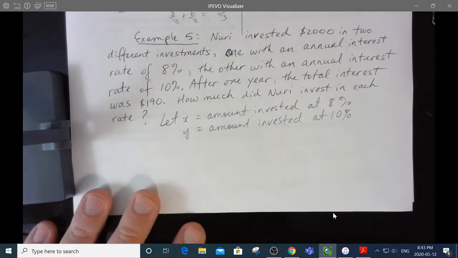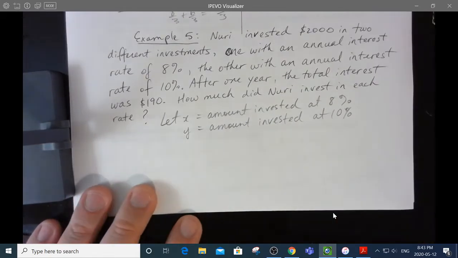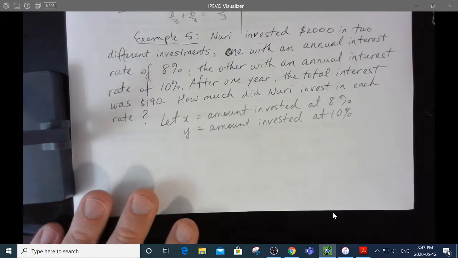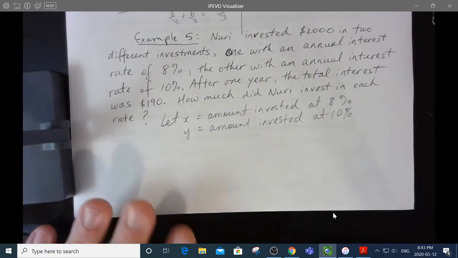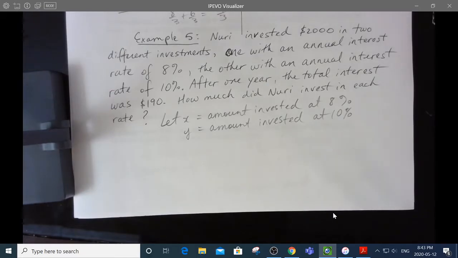This is a really good real world problem because, you know, you don't put all of your money invested in one place. What if that one investment you make is bad? They call this diversifying your portfolio. Nuri here has a portfolio of 2 investments diversified so that if one of them goes belly up, he doesn't lose all his money, right?